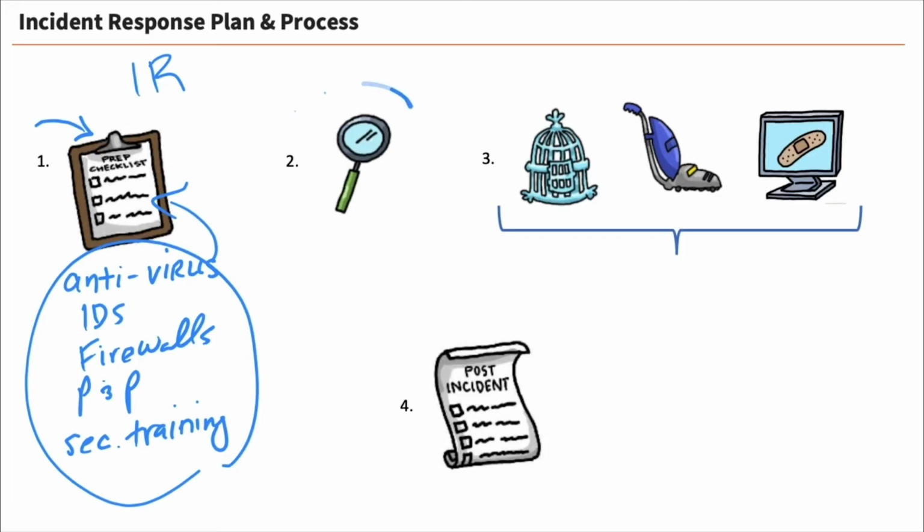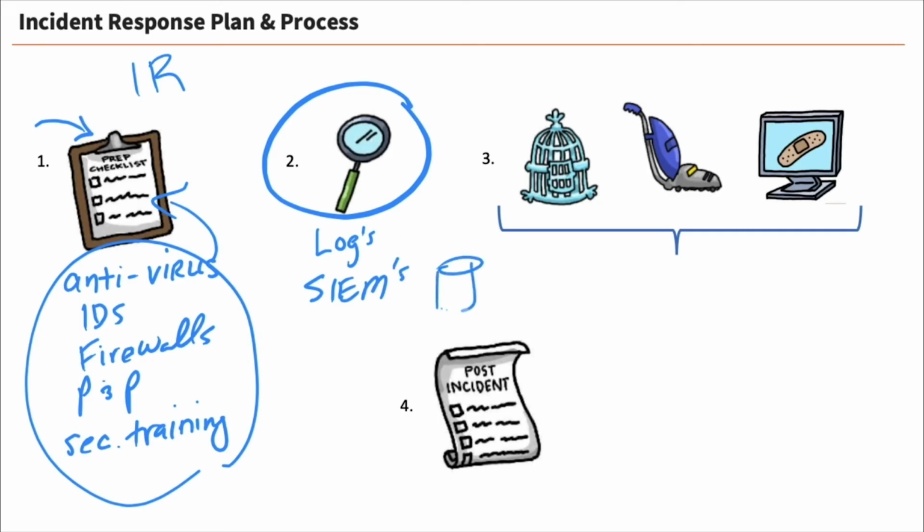Then step 2 over here is identification and analysis. This is identifying an incident that happens. How do we do that? Well, we analyze stuff. We analyze logs, system logs. We have SIEMs, or security information and event management systems. And a SIEM is a system that other systems send their logs to. It could be network devices. They send their logs to it.